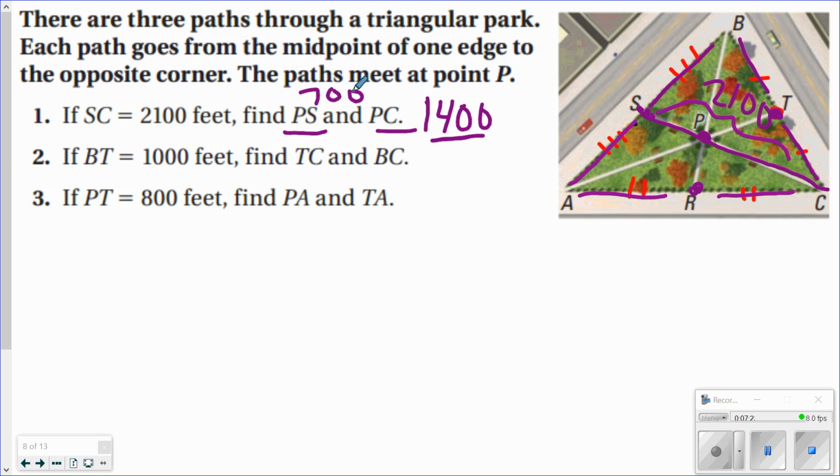Let's try this again for BT. BT is this here, I'll color in red. So if BT is 1,000, let's find TC and find BC. Well, let's look at my picture. I know that BC and TC are going to be the same because point T is a midpoint. So let's just divide this by 2. And if I divide this by 2, both are going to equal 500.